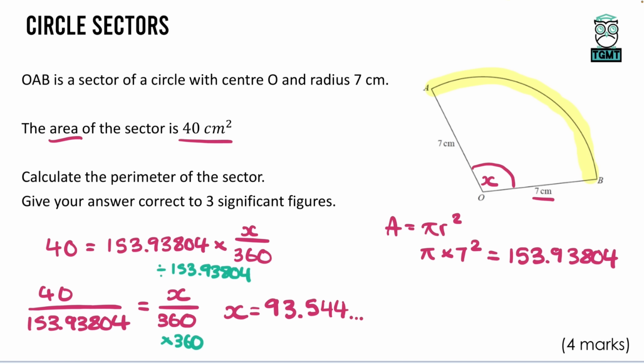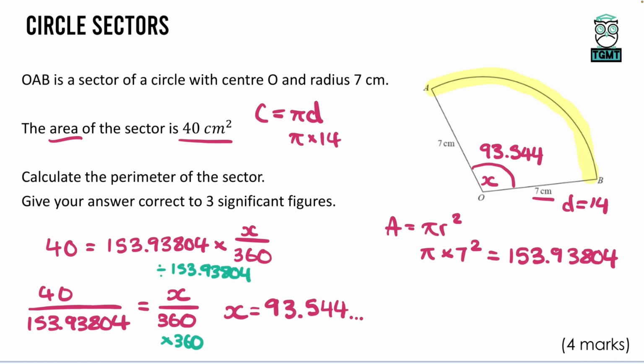So that's the size of the angle. We have 93.544 degrees, and we need to find the perimeter. So we're going to revert now onto the circumference formula. So circumference is pi times diameter, or pi times 2r, and that will give me the circumference if it was a full circle. So the diameter is 14, double the radius, or of course you can use the 2r formula anyway. So pi times 14 on the calculator is 43.98.